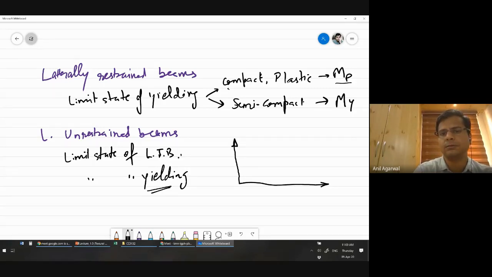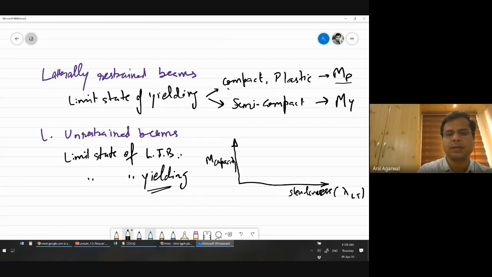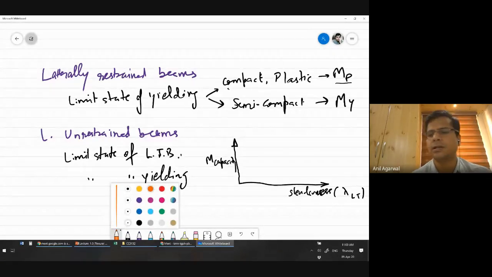Then we had discussed this plot: moment capacity on the vertical axis, and on the horizontal axis we were plotting the slenderness value, which we call lambda LT. Lambda LT is a representation of the length or the distance between the lateral supports. If the lateral supports are farther apart, your beam is more susceptible to lateral torsional buckling.